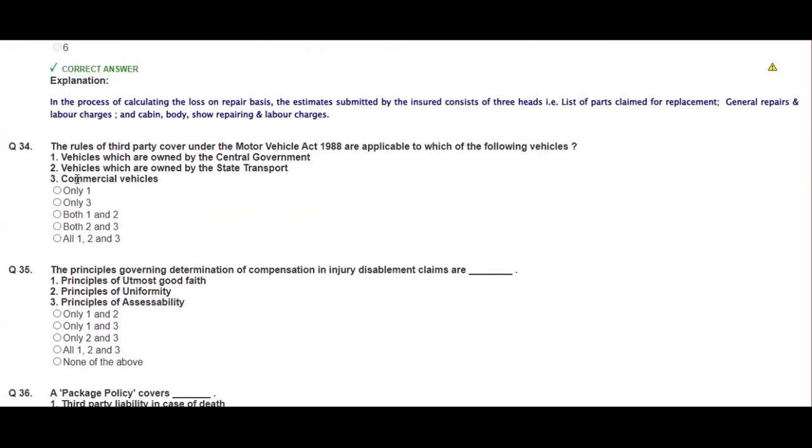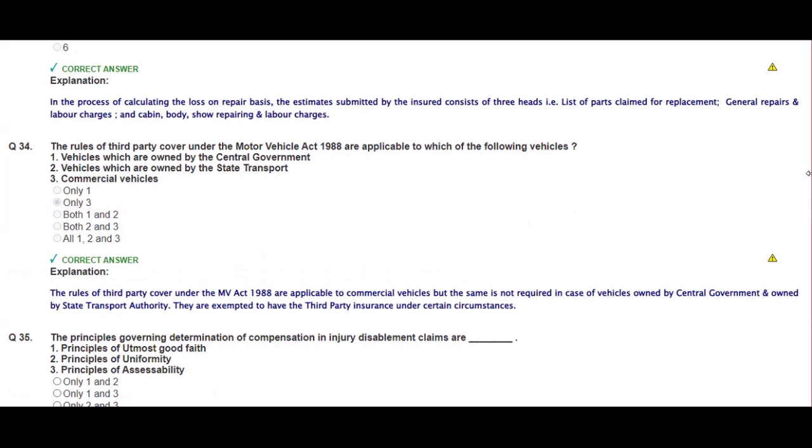The rule of third party cover under the Motor Vehicles Act 1988 is applicable to which of the following vehicles? Third party: central government vehicles also do not have that rule, and state transport, only commercial vehicles, have only third party coverage.